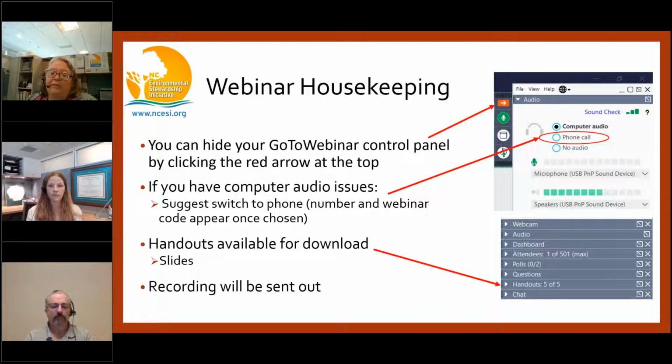We do have a couple of items in the handout section of the GoToWebinar toolbox for you to download if you like. One is a PDF of the combined slides for both today and tomorrow. And the other is a tool for performing a gap analysis of your program, of your progress, toward implementing the ISO 50001 standard. That was put together by one of our interns last summer.